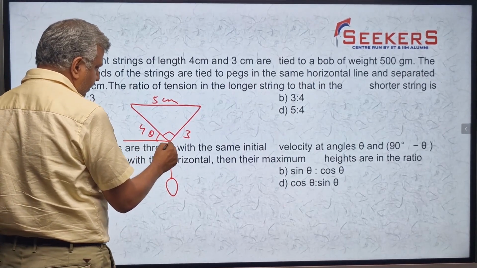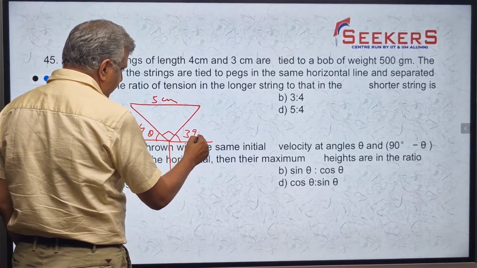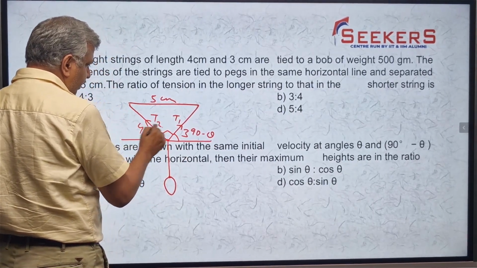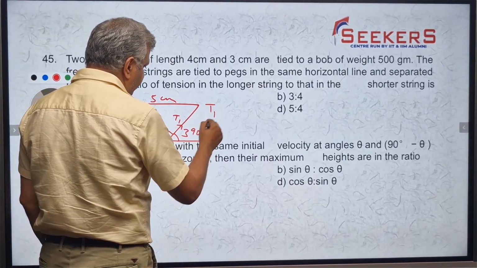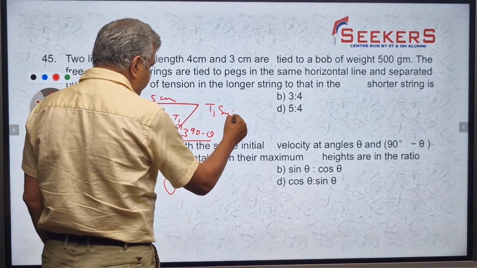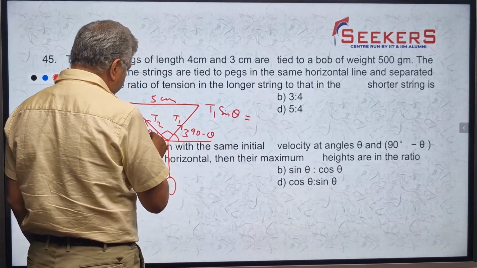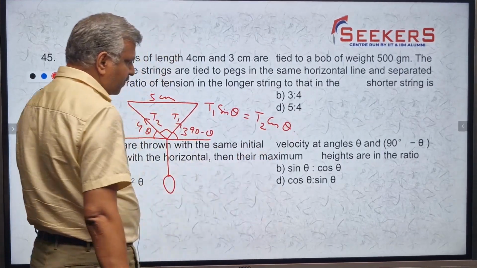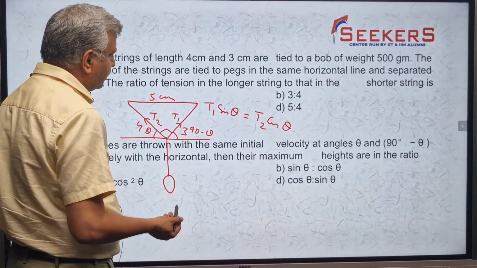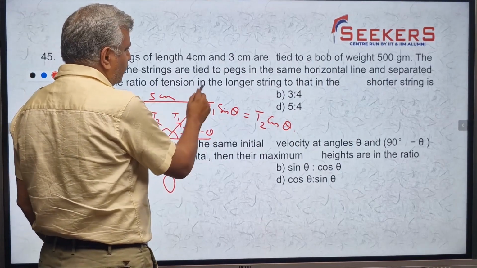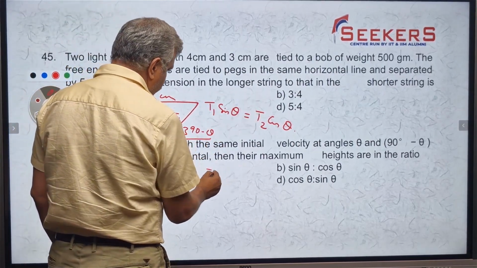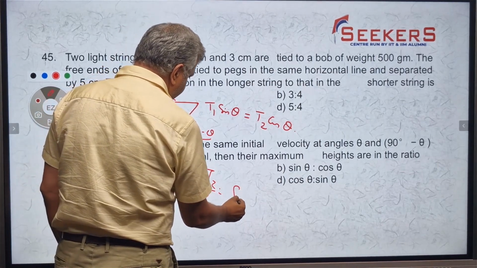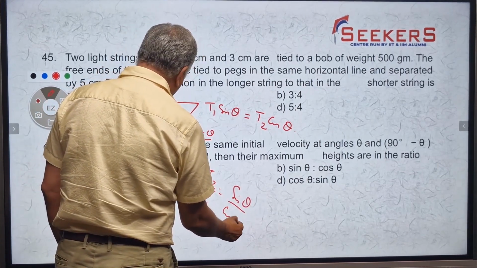If this angle here is theta, this angle here will be 90 minus theta. So suppose this is T1, this is T2. So I can say that T1 cos(90 minus theta), that is sin theta, will be equal to T2 cos theta. So from here, since they are asking me the ratio of the tension in the longer to that in the shorter, T2 by T1 is equal to sin theta by cos theta.